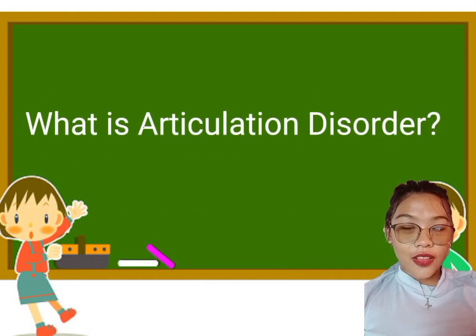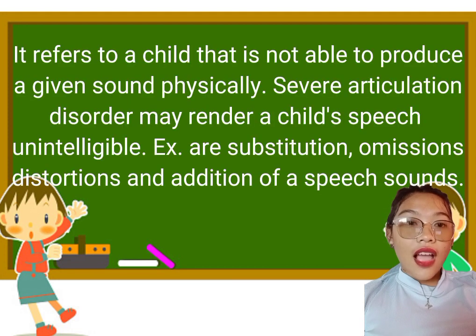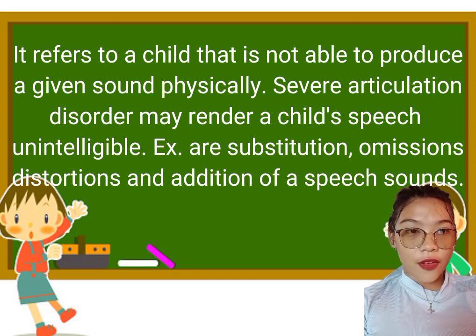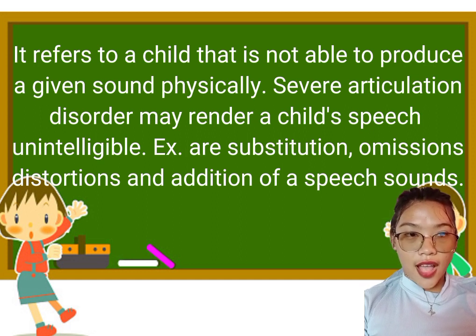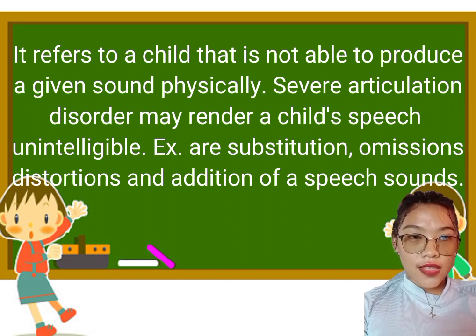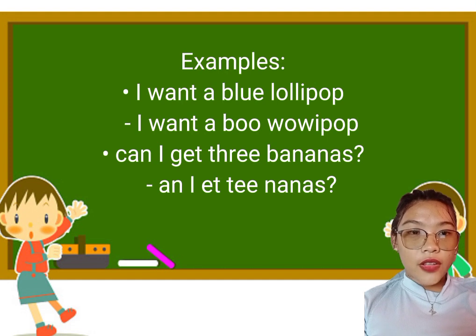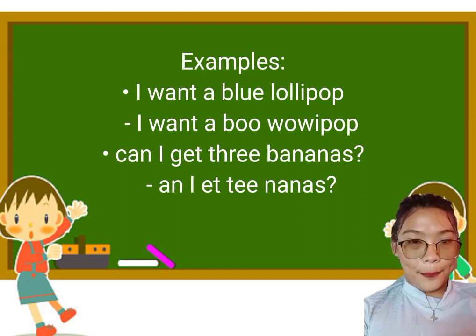What is articulation disorder? Articulation disorder is when a child is unable to produce a given sound physically. Severe articulation disorder may render a child's speech unintelligible. Examples are substitutions, omissions, distortions, and additions of speech sounds. Example of articulation disorder is: I want a blue lollipop. Can I get 3 bananas?